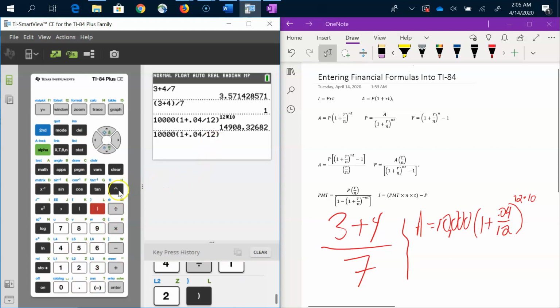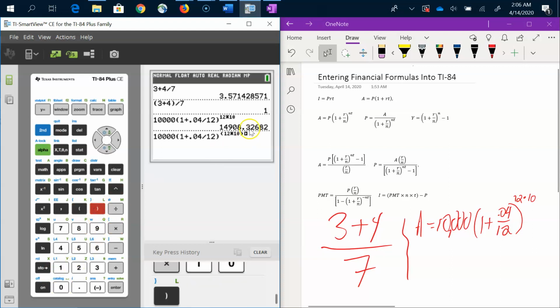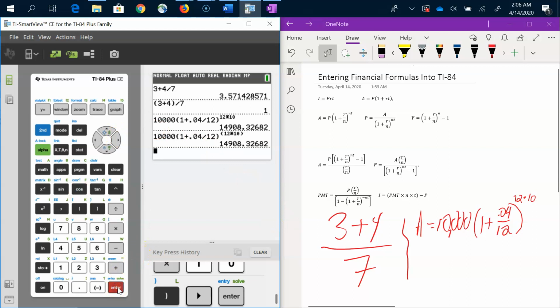Okay, and now caret means exponent, and I'm gonna put parentheses just in case, 12 times 10, and then close parentheses. Now that ensures that my calculator knows that that function of 12 times 10 is built into the parentheses. And then I can move this over and hit enter, get the same result. Okay, so let's do this one here, and it's a little bit more difficult than the one I just did.